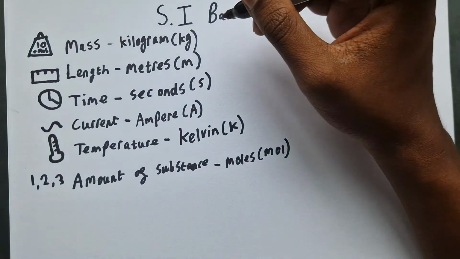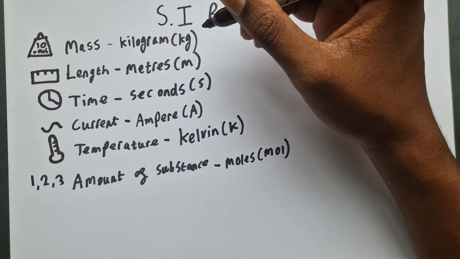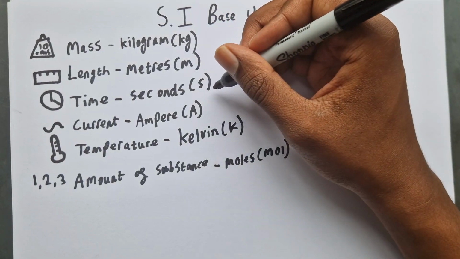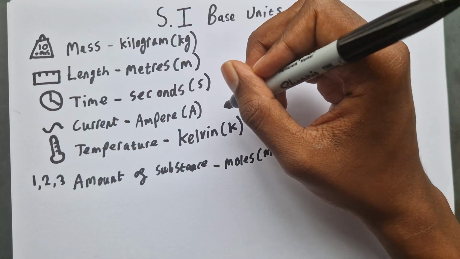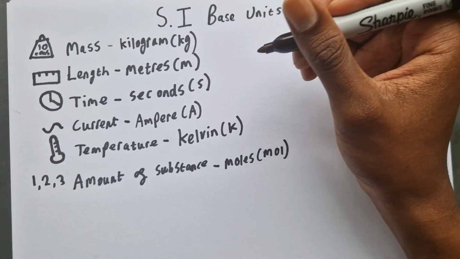Alright, so number one, we've got mass. You probably already know that mass we usually measure in kilograms. Length we usually measure in meters. Time is usually seconds. Current is usually measured in amperes, or amps for short.